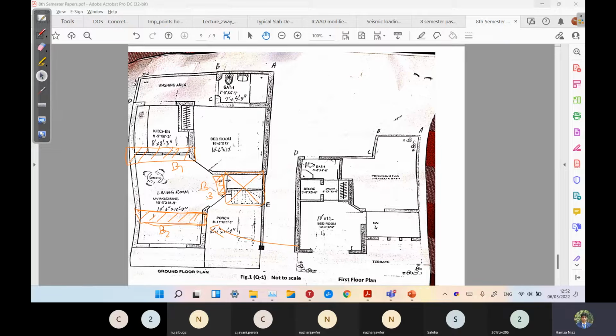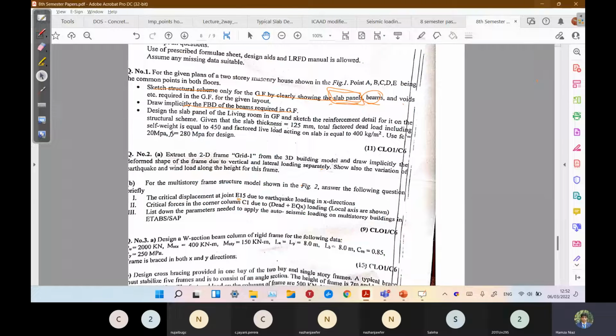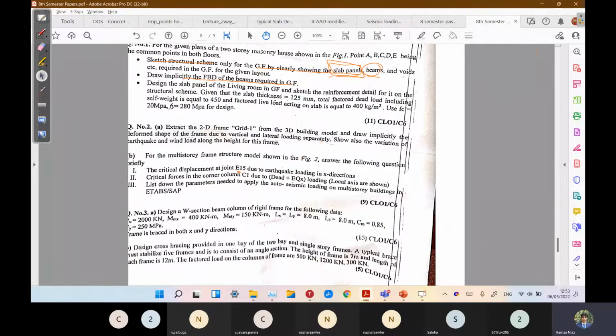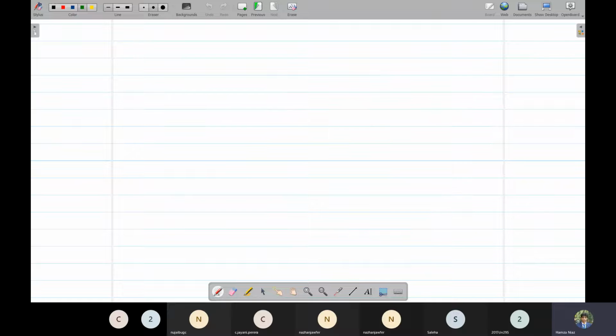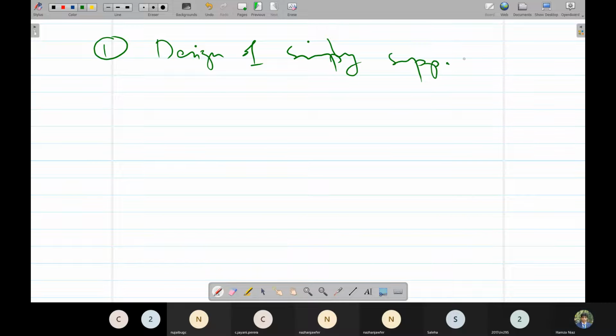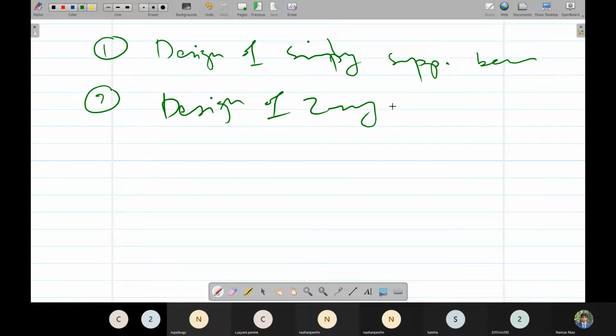So our second part is to show the free body diagrams. The third part is to design the slab panel of the living room and sketch the reinforcement details. So we have to know two things for designing. We have to know the design of simply supported beams and design of two-way slab by ACI coefficient method.